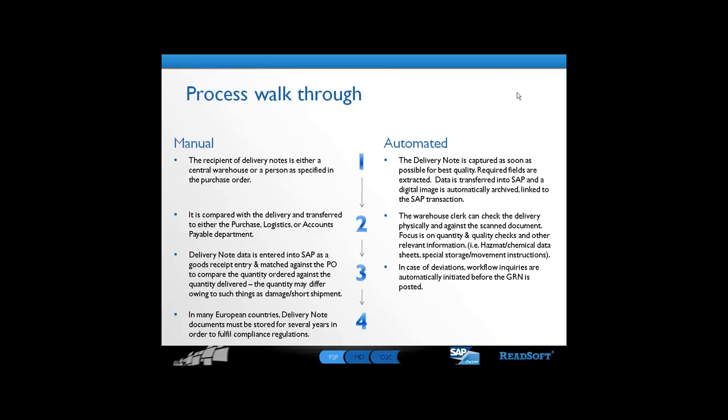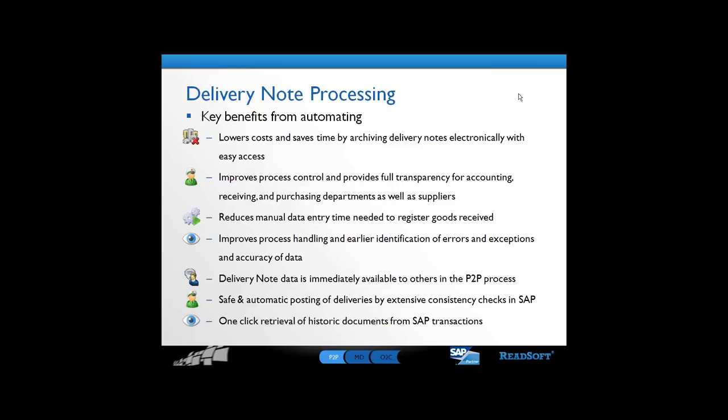In case of any problems or deviations, workflow can be initiated automatically, and that can be initiated before the GRN is posted, thus nipping any problems in the bud right at the start of the process. And as we mentioned, the electronic archiving makes for fast and simple retrieval, as well as a complete audit trail of all your documentation, increasing your compliancy and mitigating risk. So key benefits within delivery note processing when you automate: lower cost, higher control, reducing manual data entry time and, of course, any transcription errors, and one-click retrieval of historic documents from any of your SAP transactions.